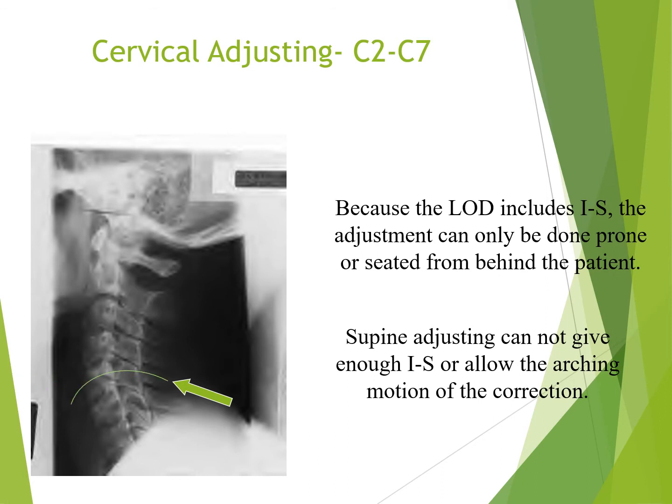We begin the adjustment P to A and I to S, and as we thrust P to A, we also change the direction of that impulse to then follow the disc plane line. So it has an arcing motion. But the great advantage of the cervical chair adjustment is to lift and open those facets and then drive forward through the disc plane line.